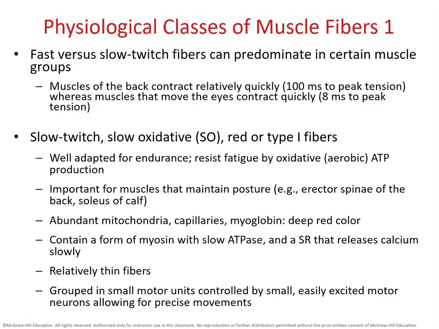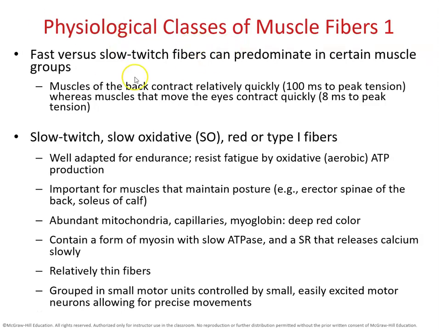So, wrapping up here with some of the differences between muscle fibers. We have what used to be called fast twitch versus slow twitch fibers. So this is talking about how quickly a muscle can get to its peak tension and then relax back to resting state.